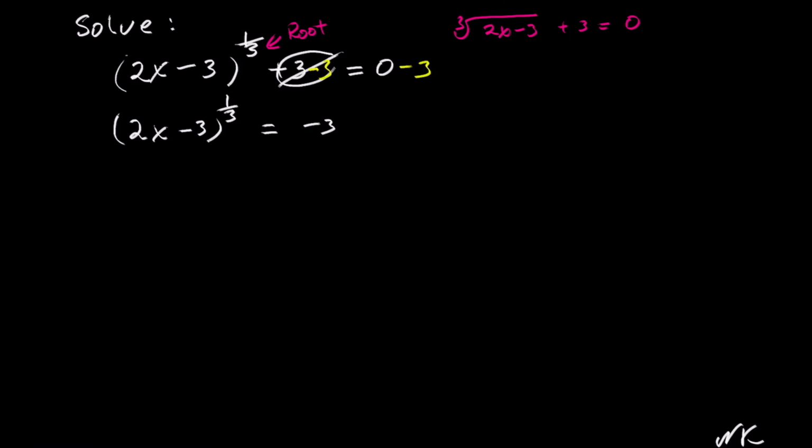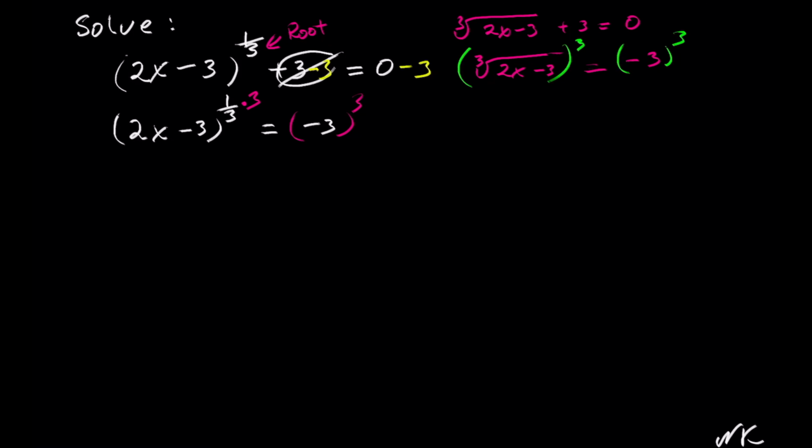On this step we have (2x - 3) raised to the 1/3 power, and we need to do the inverse of the 1/3, which is to raise both sides to the 3rd power. This is exactly the same inverse if you have rewritten this equation in terms of a cube root. You would have had the cube root of 2x - 3 is equal to negative 3. And on this step, the inverse of the cube root would be to raise both sides to the 3rd power.